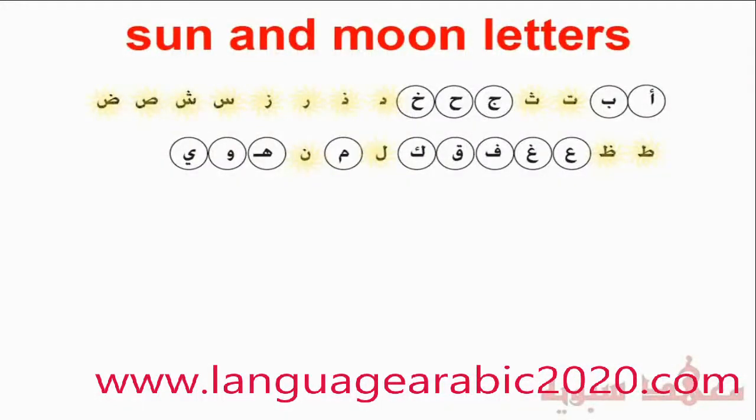Bismillah. Now, in this lesson, we're going to speak about the division of letters as sun letters and moon letters, Huruf Shamsiyya and Huruf Qamariyya. The letters I have that look like a moon are the moon letters, while the ones that have the sun on them are the sun letters. Now, why do we have this division?